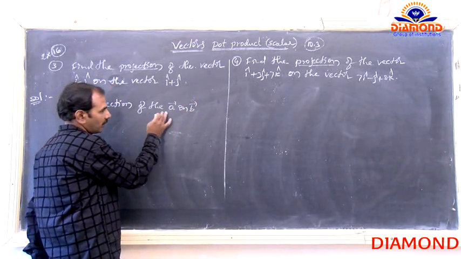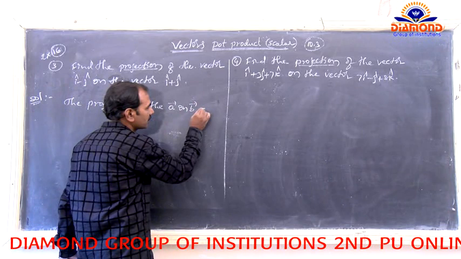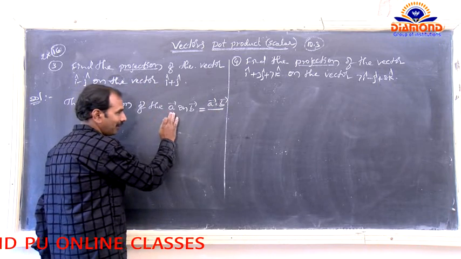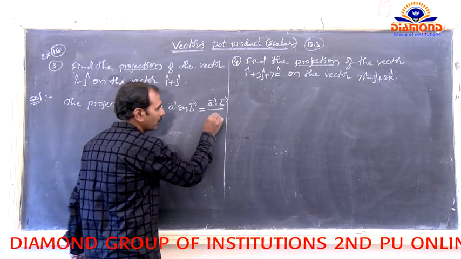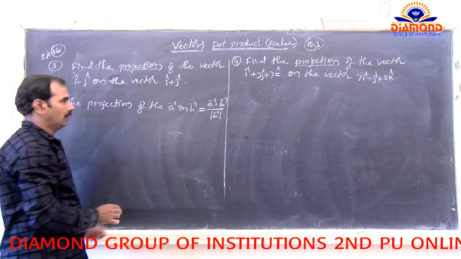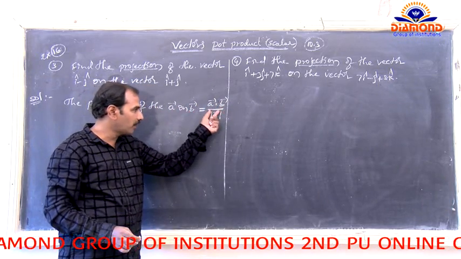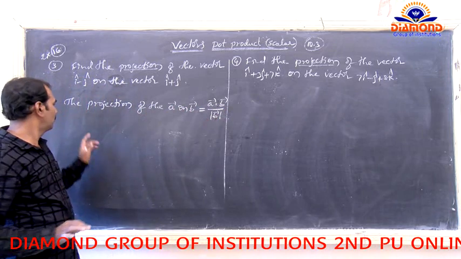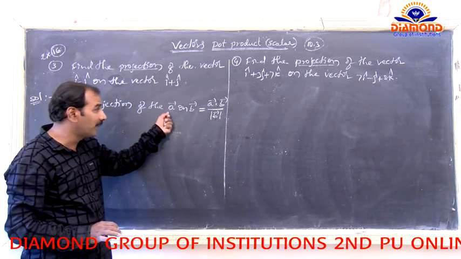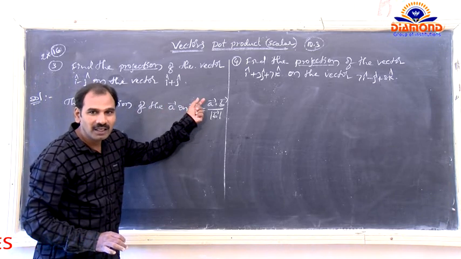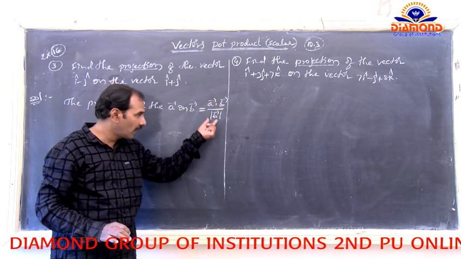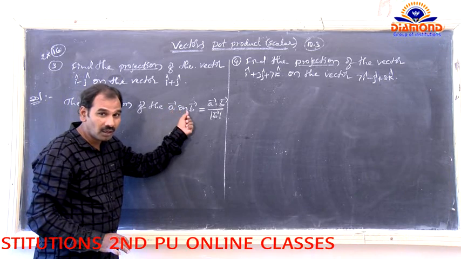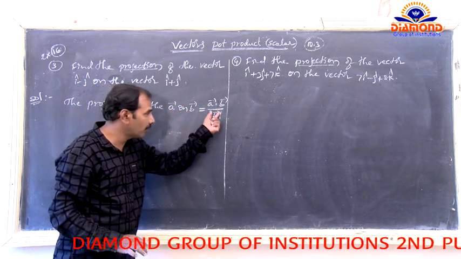The projection of the vector a bar on the b bar means a vector dot b vector divided by the magnitude of b. This is a on the b. Say the projection of the vector b on a means a vector dot b divided by the magnitude of a. B vector dot a means a dot b divided by magnitude of a.